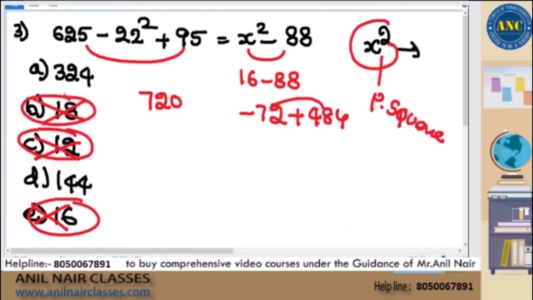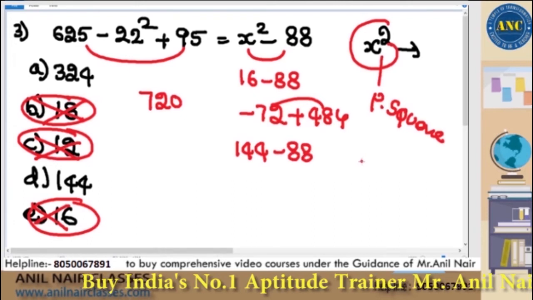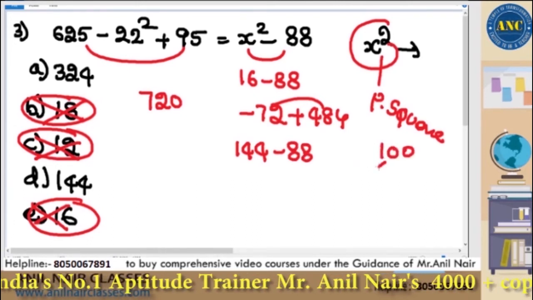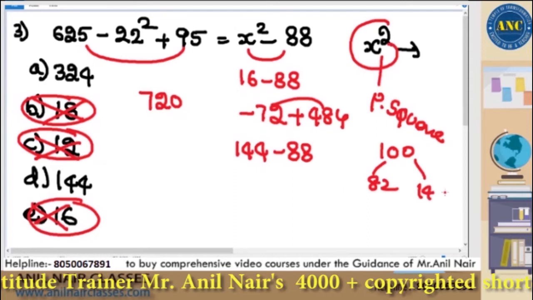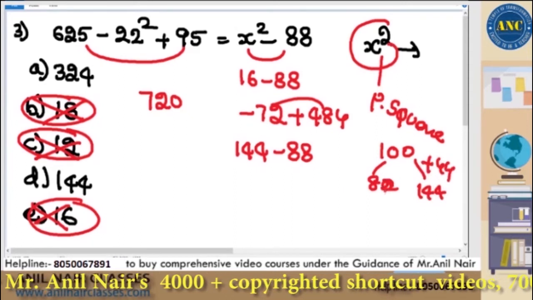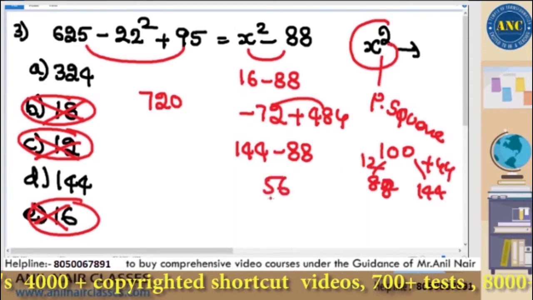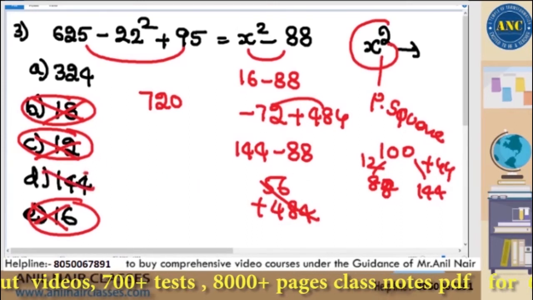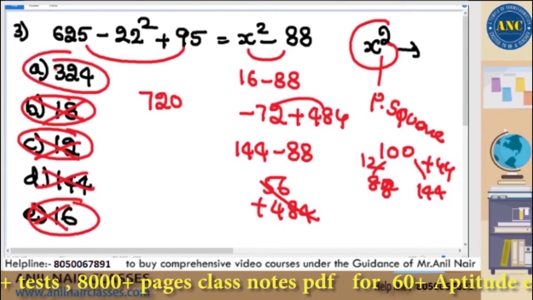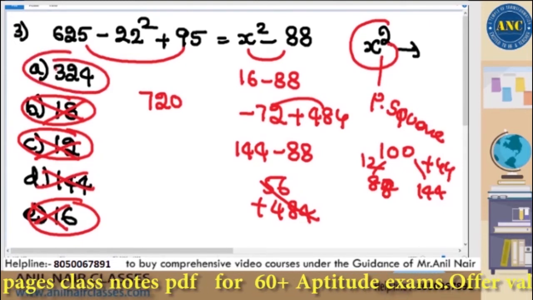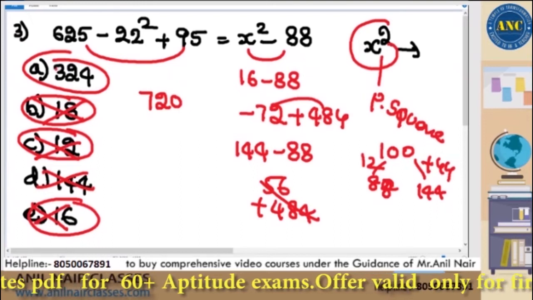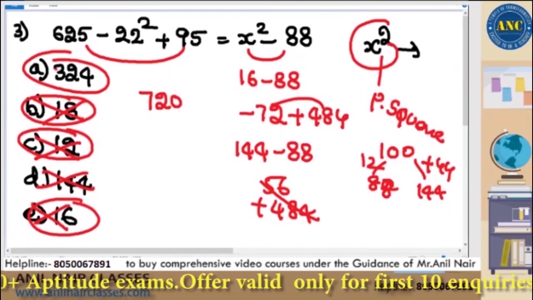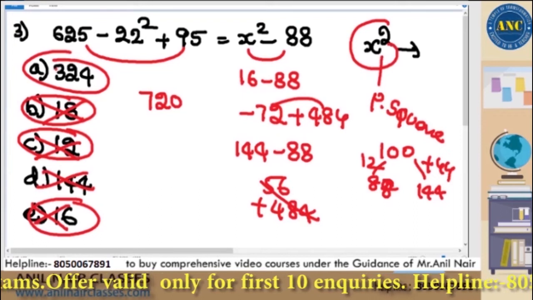X square 16. Suppose if you do x square 144, try to check it out. 144 minus 88 is 12 less than 100. 144 is 44 more than 100. So here it is 56. 56 plus 484 is not 720. Over answer. How much time it takes? 324. Right? 625 minus 22 square plus 95 is x square minus 88.